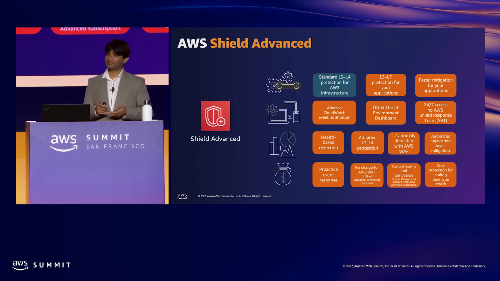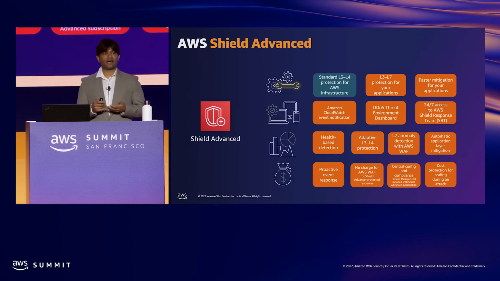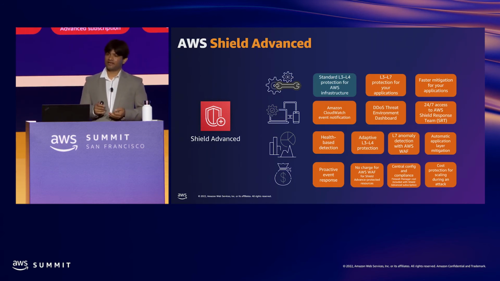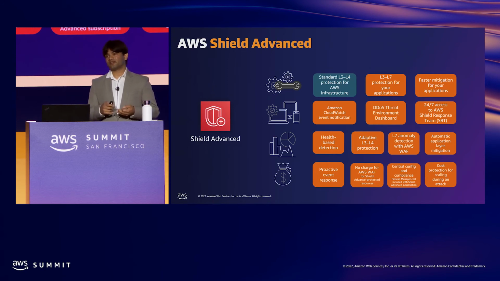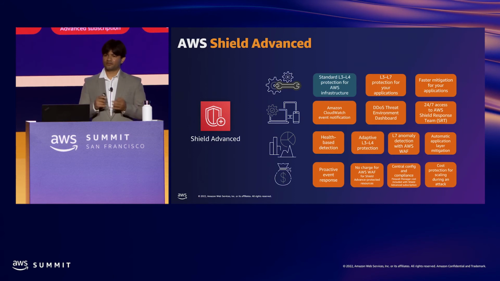DDoS protections built into the AWS infrastructure are always on. They help mitigate the attacks much faster without having to go through external routing or external scrubbing centers, ensuring that your applications do not face aggravated latency. Shield Standard includes basic layer 3 and layer 4 DDoS mitigation, which is more geared towards keeping the AWS infrastructure secure, and all AWS customers get the advantage of this by default at no additional cost. Shield Advanced provides additional comprehensive protection against large and sophisticated attacks.